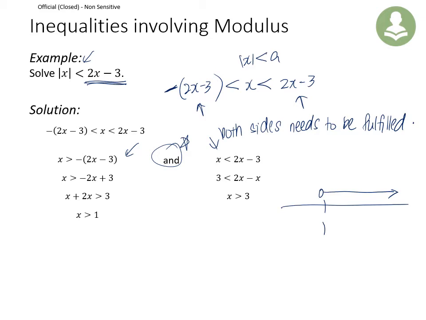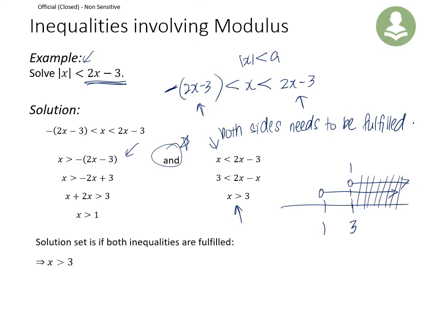So on this other side, when x is greater than 3, I'm going to take values that are greater than 3. So eventually, what is the set of solutions that fulfills both? I'm talking about the intersection of the two conditions. And so eventually this would be my final solution set.